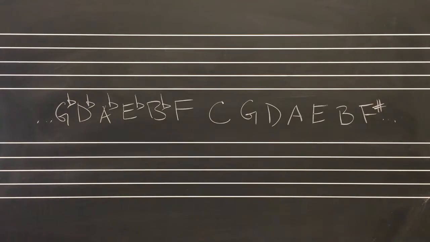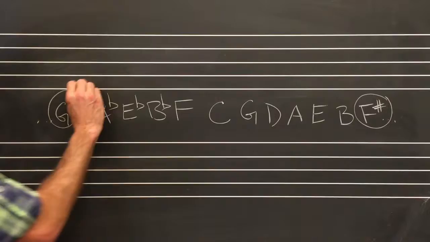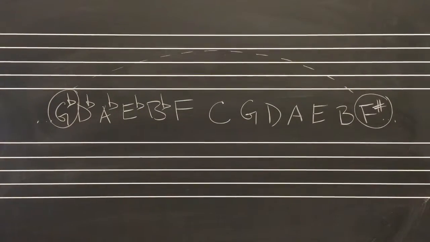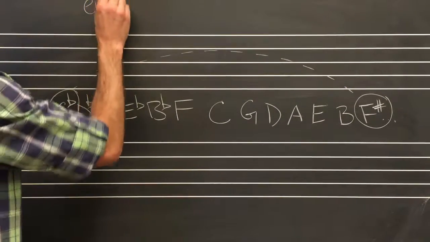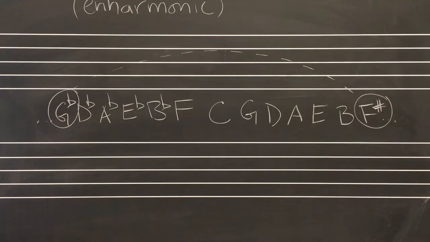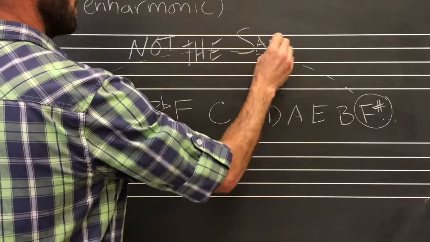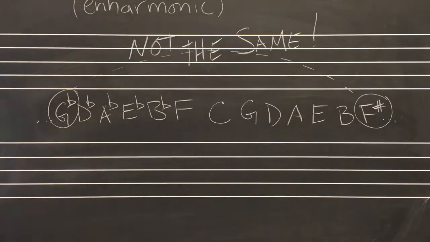Notice that the keys F sharp major at the far right of the spectrum and G flat major at the far left of the spectrum are enharmonic equivalents. Enharmonic equivalent means having the same sound and can refer to a single pitch or an entire scale. Enharmonic equivalents are tones that have different letter names but sound the same. They are the same button on the piano keyboard.